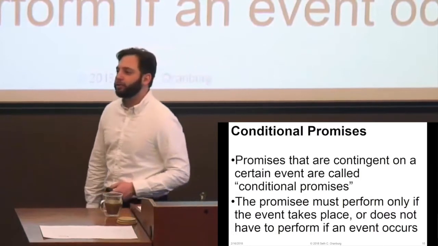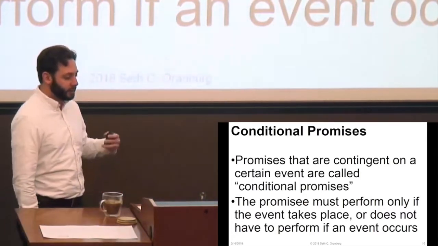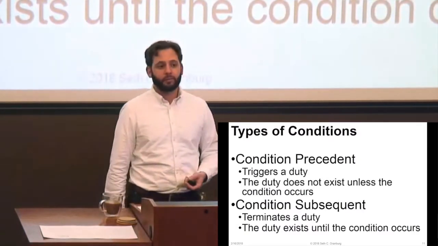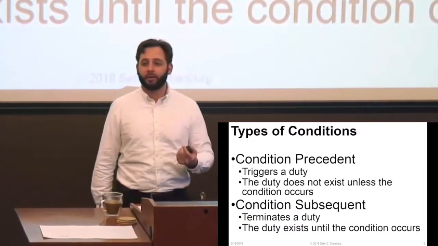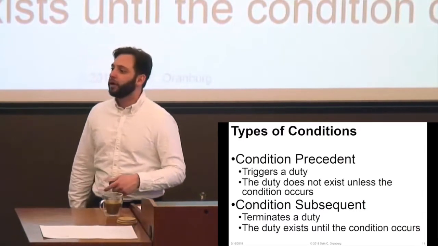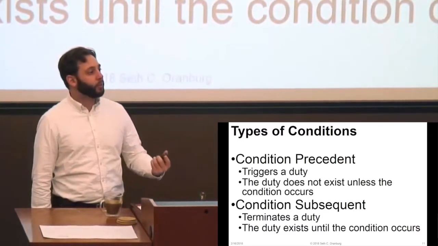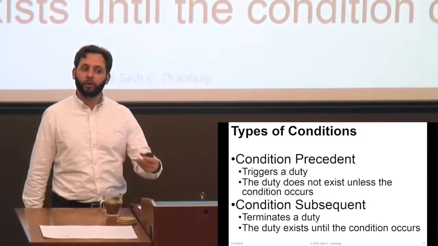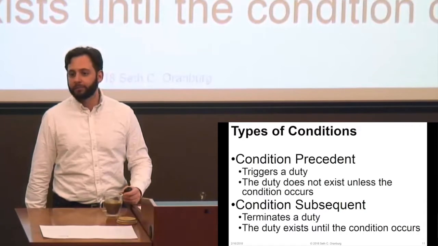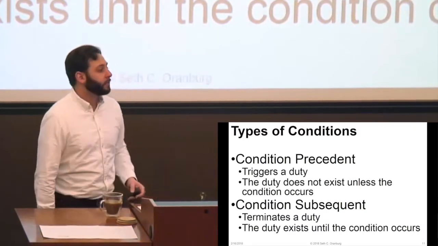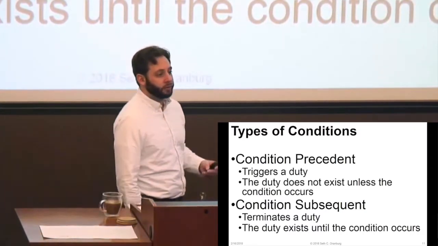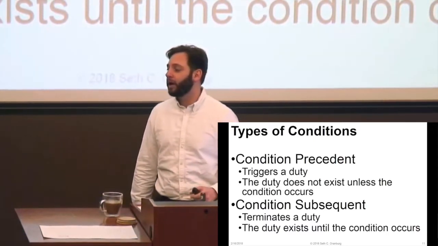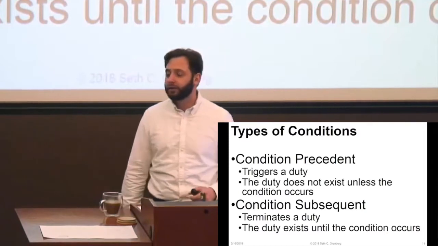The last thing you need to know before we jump into our case law and look at some examples of this is that there are technically two types of conditions. There are conditions precedent. Conditions precedent trigger a duty. When a condition precedent occurs, a duty springs into existence. So there's no duty until the condition precedent occurs. Right? So in our example, the fire insurance: the insurer has no duty to pay until the house burns down. The house burning down is not just a condition, it's a condition precedent.